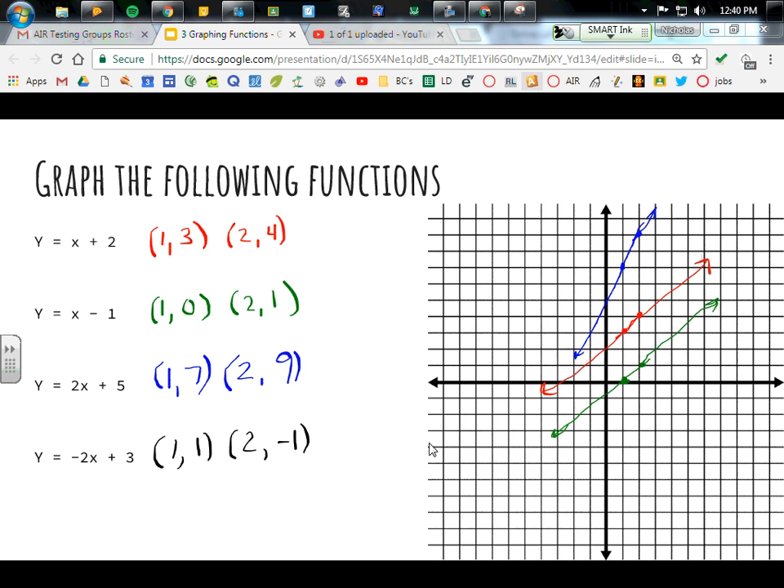So I plot the points 1 and 1. There's right there. And 2 and negative 1. So that's it right there. If you notice, hopefully, this graph goes in the opposite direction. And that's because we multiplied our x by a negative number.